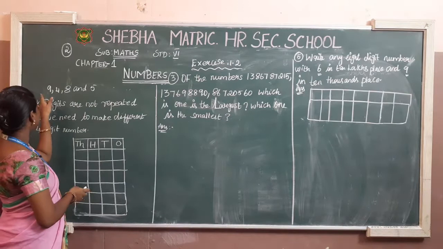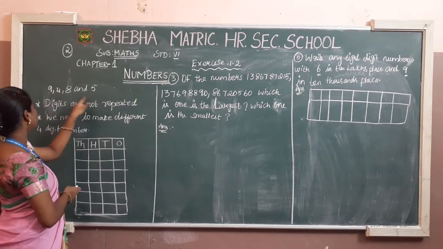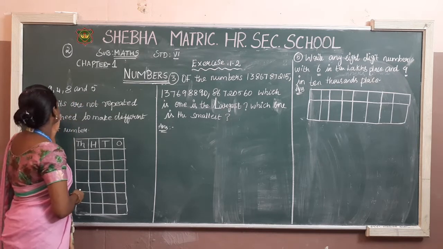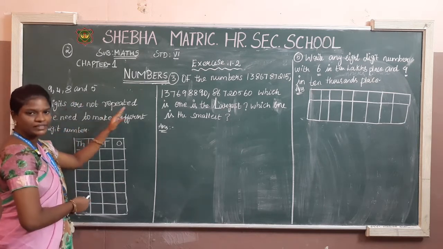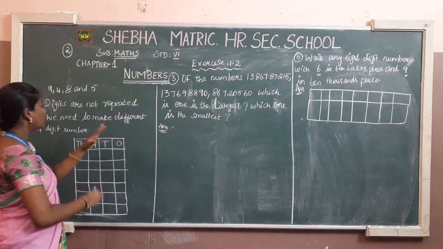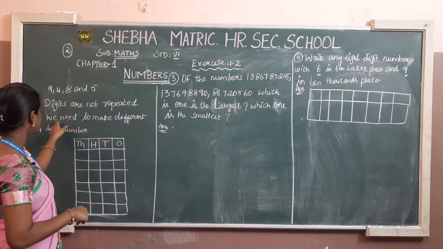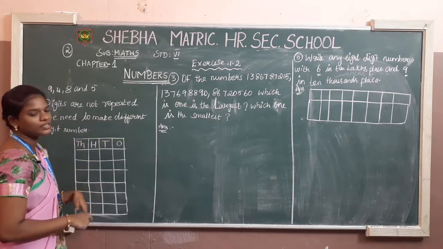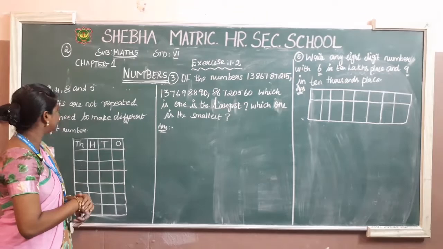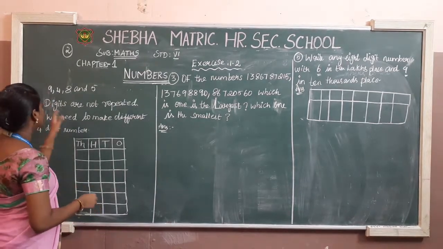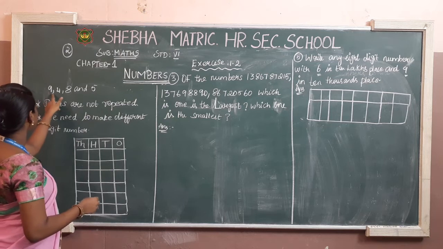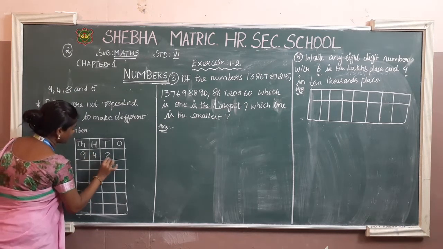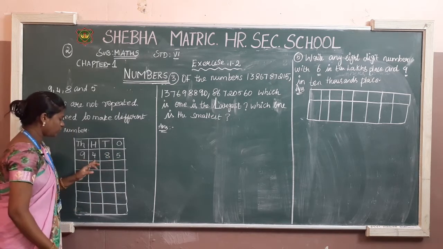Okay, comparing the numbers. The digits are 9, 4, 8 and 5. The conditions are that digits are not repeated, and that we need to make different 4-digit numbers. Those are the conditions. Then the numbers: we can write the number 9, 4, 8 and 5.